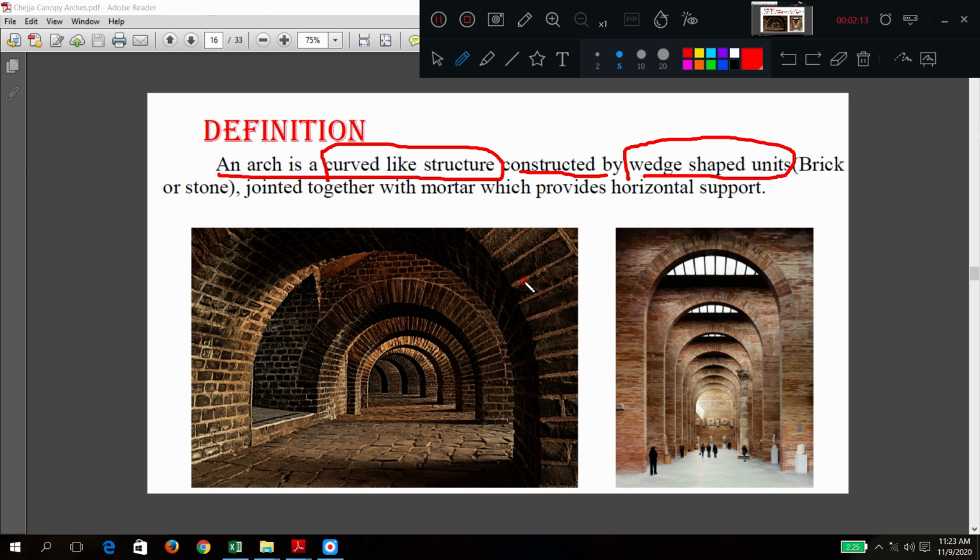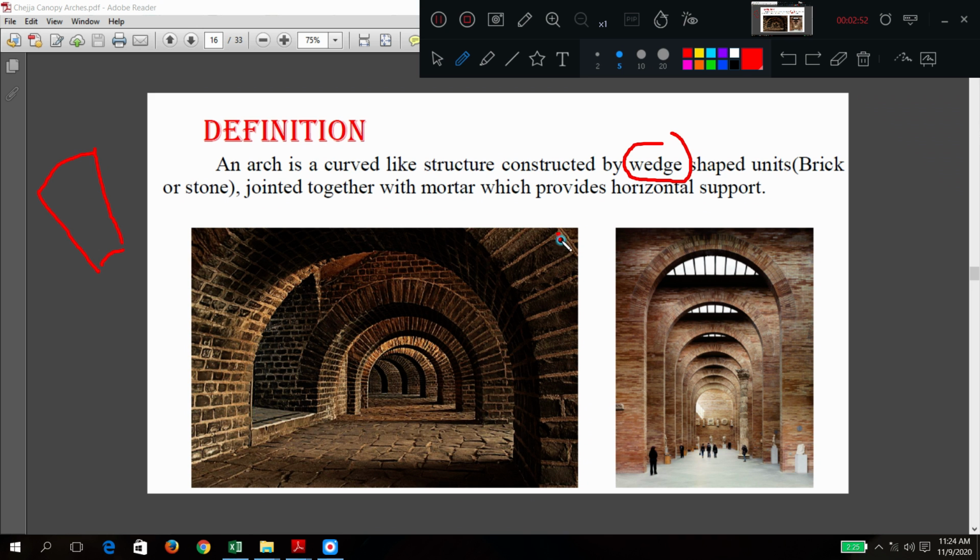Can you see these shapes? Here is one wedge shaped unit, here the second, third, fourth. So all are wedge shaped units. When you enlarge one, it is not a rectangle. One side it is broader, another side it is a little smaller, and it is joined by these edges. When you join these multiple wedge shaped units, you will get one curved shape, like this. That is why we call it wedge shaped. Wedge means one side is larger, another side is smaller, and it is joined by some edge.